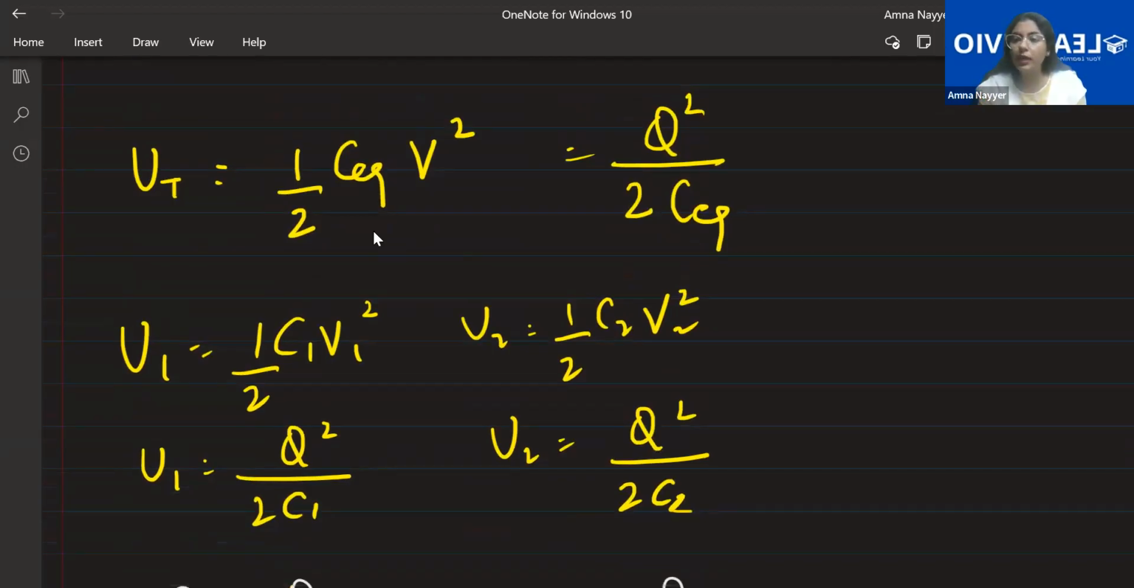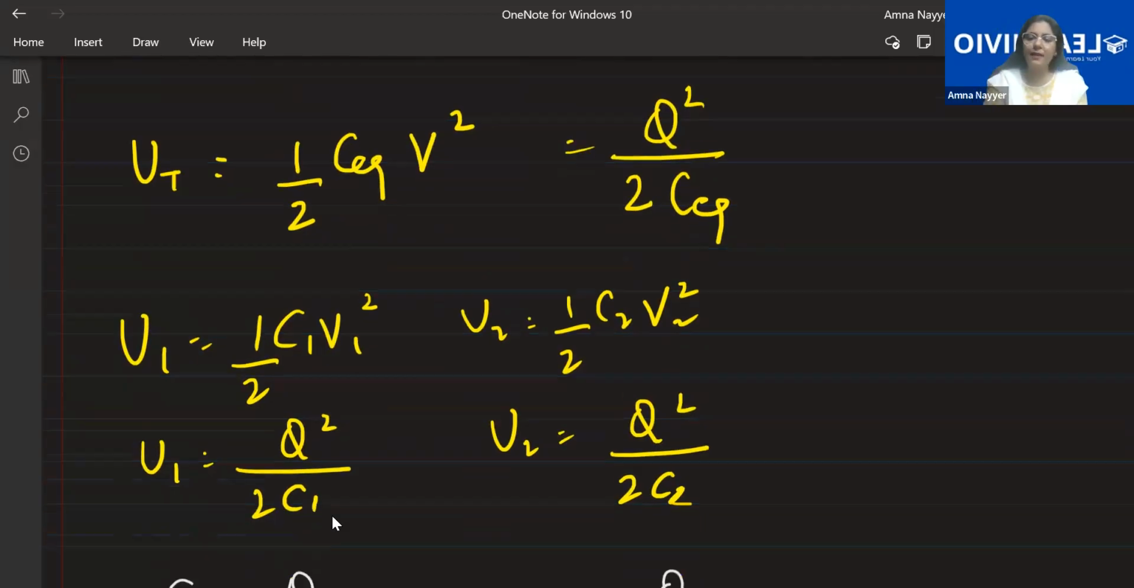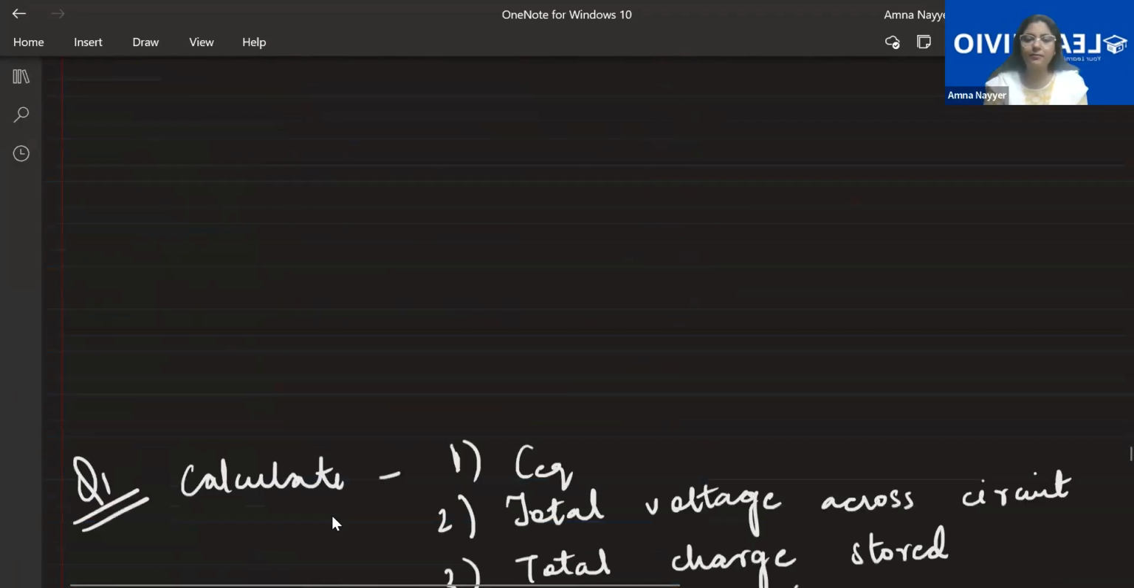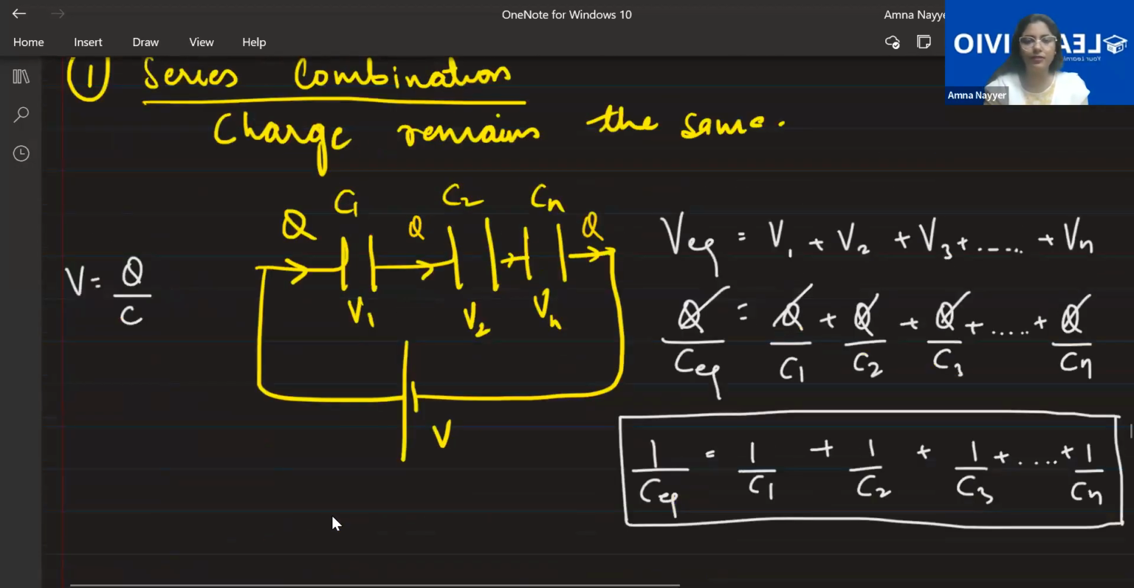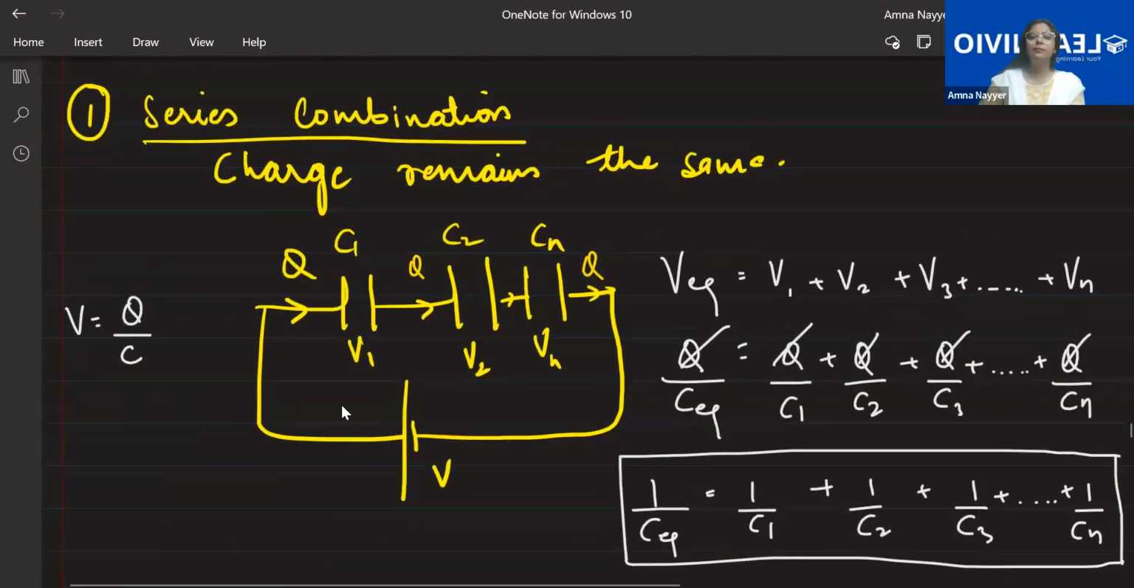Then energy, energy is half CV square. If you use C equivalent and the total potential, it will be half C equivalent V square. That means this will give you the total energy. For individual ones, you can use half C1 V1 square, right? Or you can use the formula Q square by 2C. This is also valid. Let's practice a circuit based on this. Do one thing, write it till here, then we'll practice a circuit based on this. Please write it first.